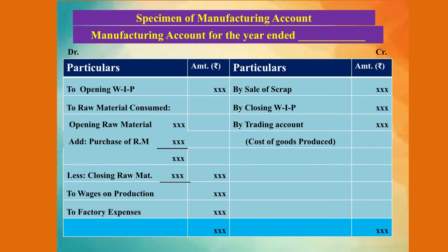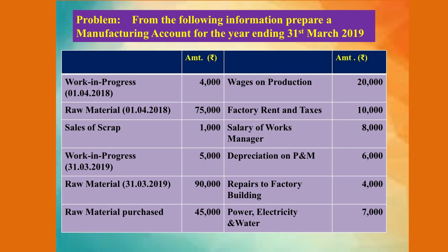Let's take a look at the credit side of this manufacturing account. We'll have by sale of scrap. As I said, if any amount is received by way of sale of scrap, that will be shown on the credit side. By closing work in progress, whatever figure is given to you regarding closing work in progress, we will take to the credit side, and then we will balance it. The balance will go to the trading account, that is the cost of the goods manufactured or the cost of the goods produced. So let us take a look at this problem.